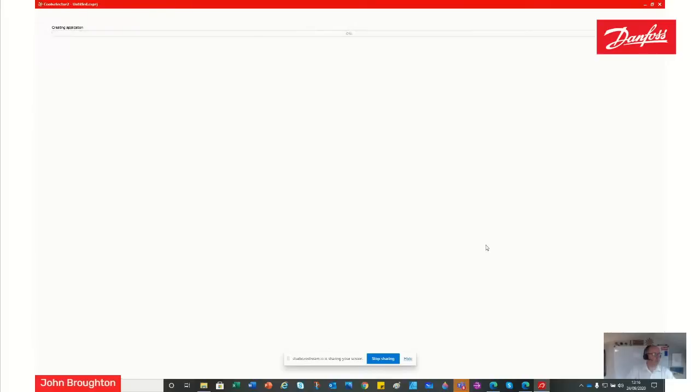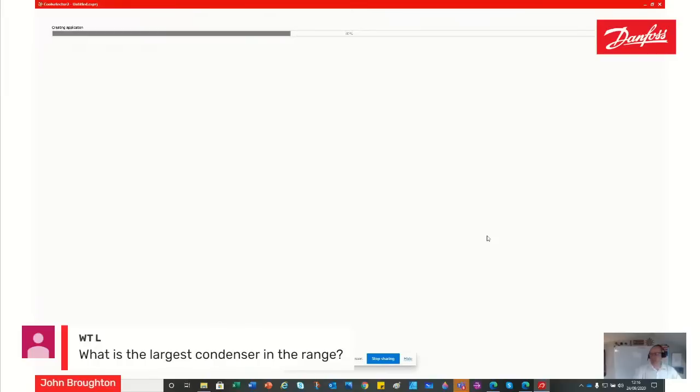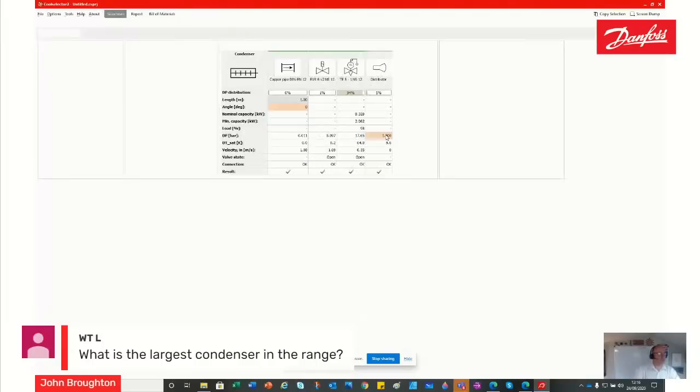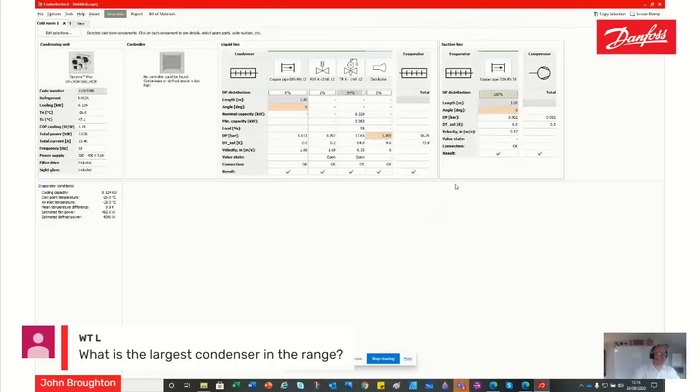And then we will create the application again. There'll be a slight delay while it does its magic. And then we will get the information delivered up. So we'll get the condenser unit information, expansion valve information, pipe sizes, etc. So we've got our condenser unit information up here. We have not got a controller because the defrost power is too high. And we've got the liquid line information and the suction line information.